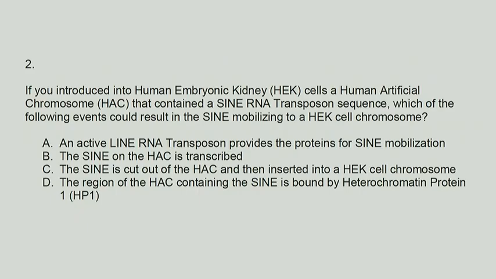Cool. Okay. So you introduce into HEK cells a human artificial chromosome, a HAC, that contained a SINE RNA transposon sequence. Which of the following events could result in the SINE mobilizing into a HEK cell chromosome? So what's the difference between SINEs and LINEs?